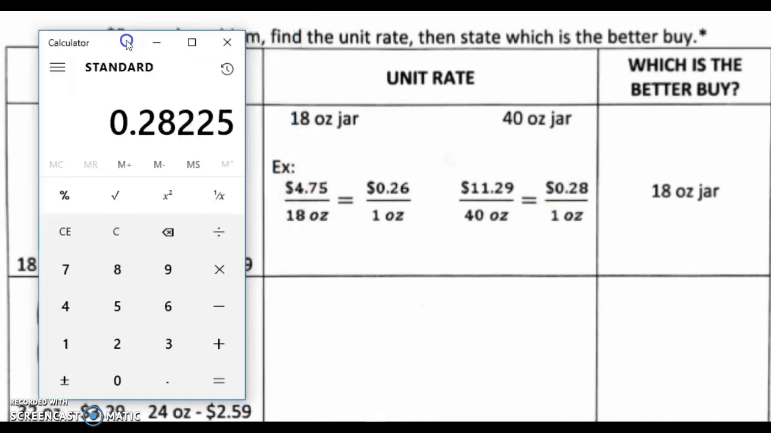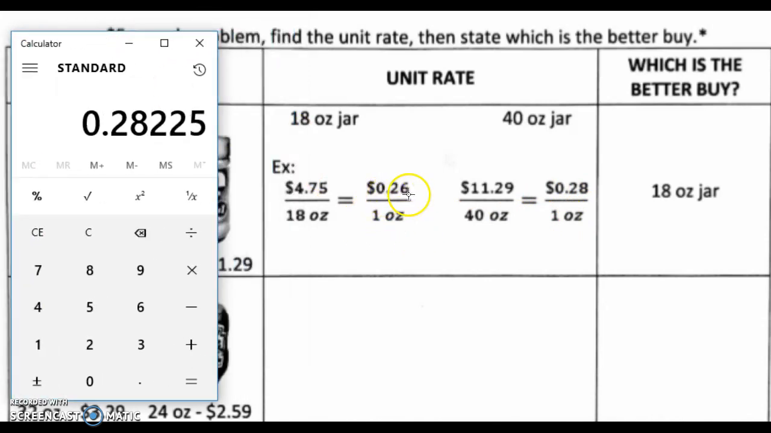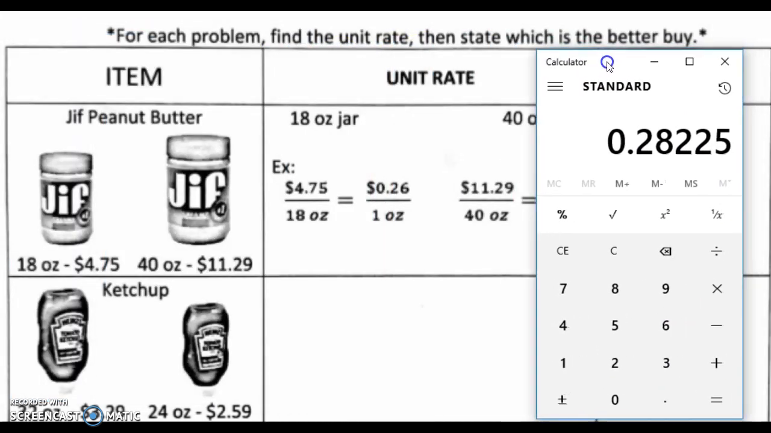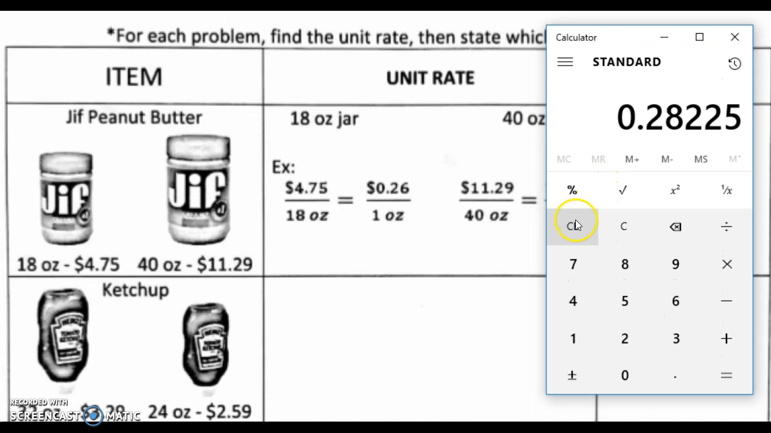So which one's cheaper? Well, we look at the two we have, 0.26 and 0.28. So which one's cheaper? The 18 ounce jar is for this situation, right? So you're going to go over here and write 18 ounce jar. So let me do number 2 with you real quick, and then the rest you need to do on your own. So right here we have ketchup.